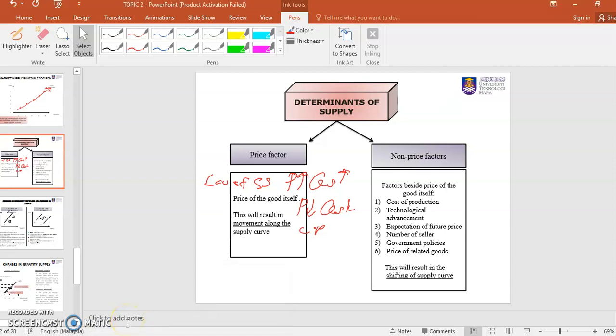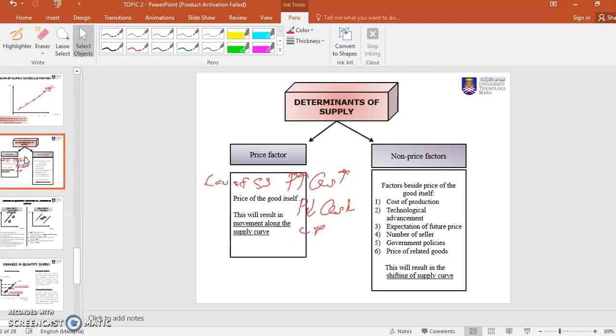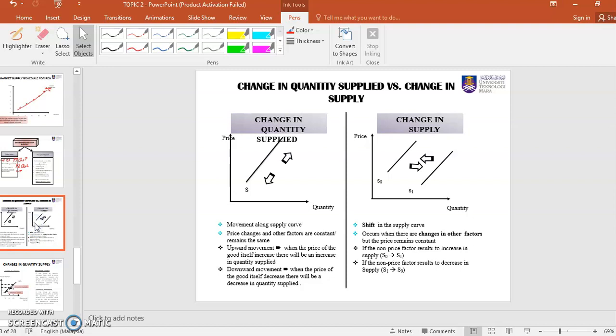Okay, next we proceed with the continuation from just now, non-price factors. Okay, we move to changes in quantity supply and changes in supply. So, change in quantity supply.